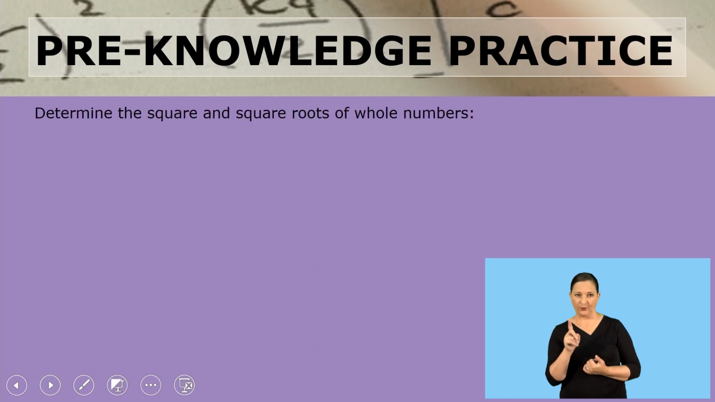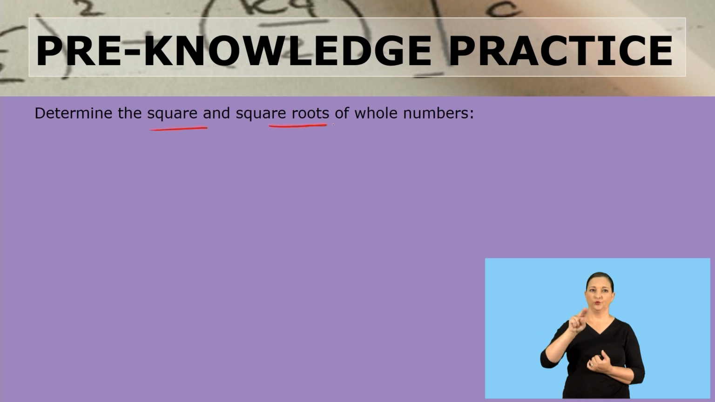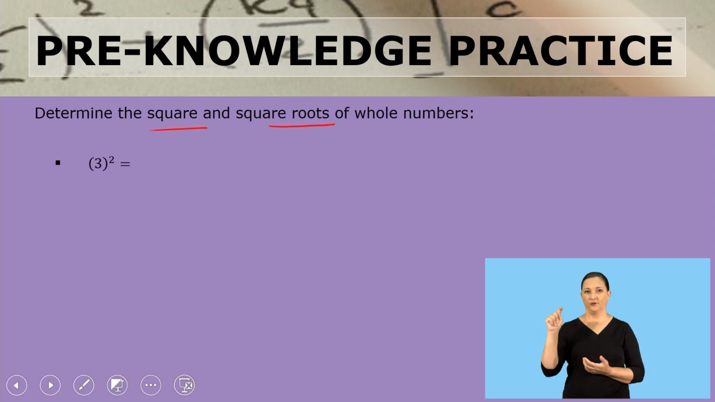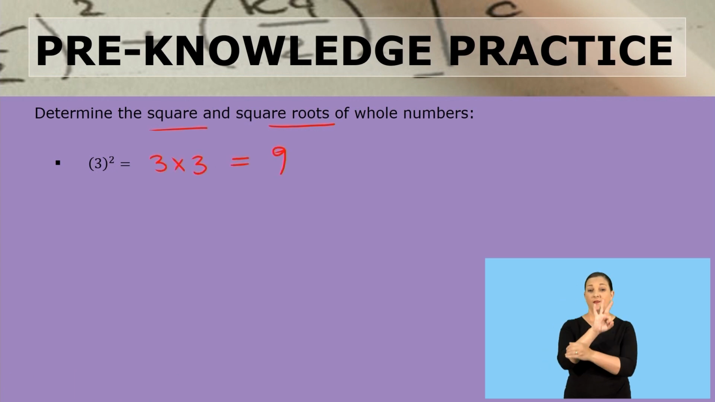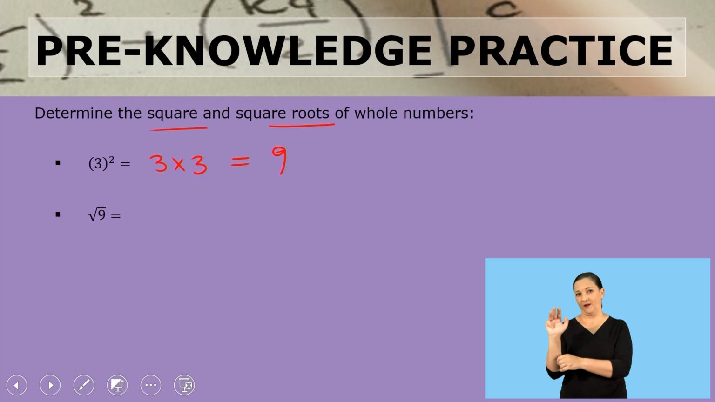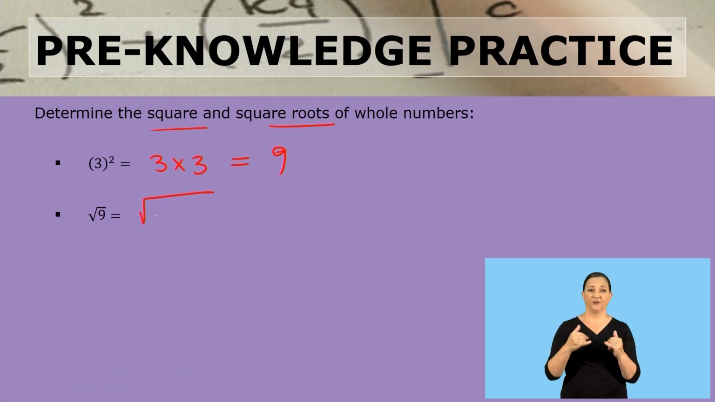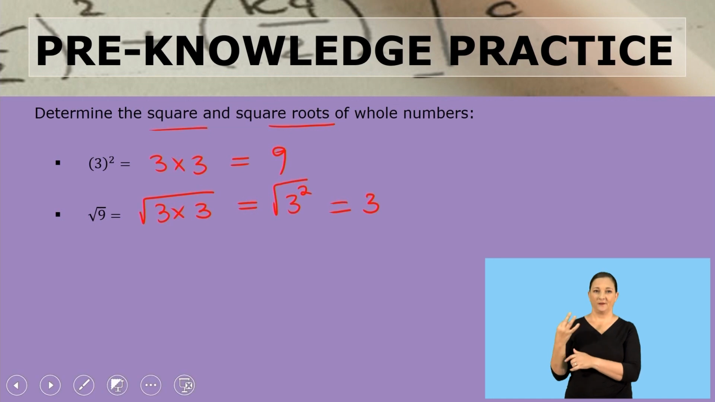Right, let's look at when we determine the square and the square roots of whole numbers. So 3 squared we know is 3 multiplied by 3. That answer is 9. The square root of 9 would be the square root of 3 multiplied by 3. And we know that is the square root of 3 squared. That is just going to give me an answer of 3.